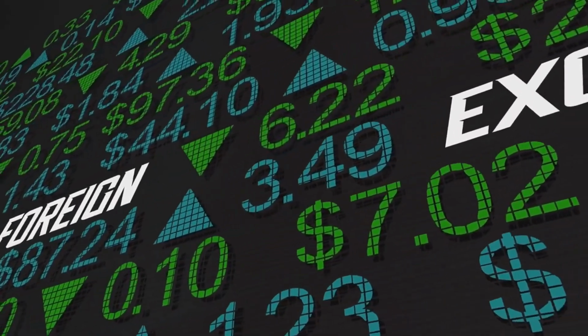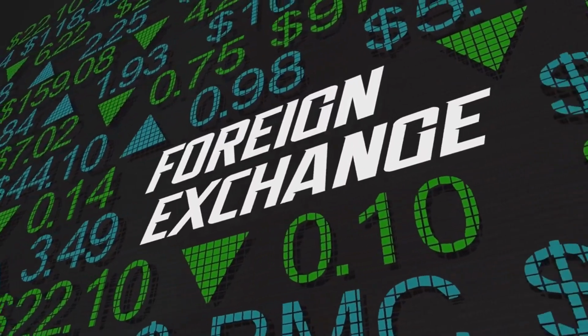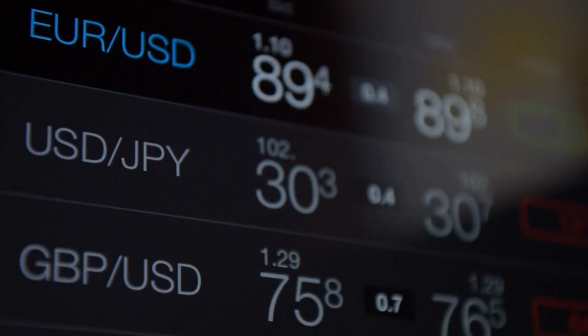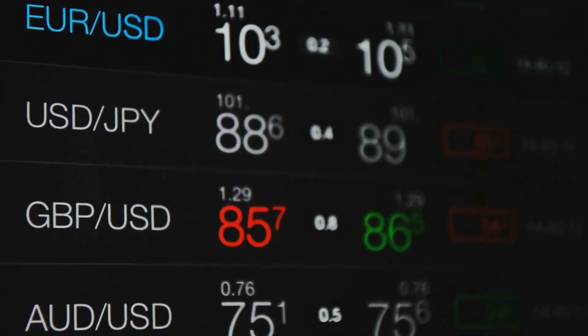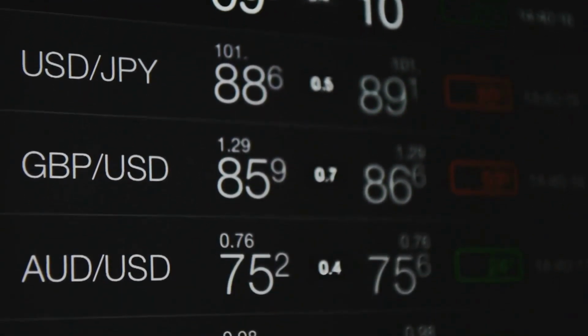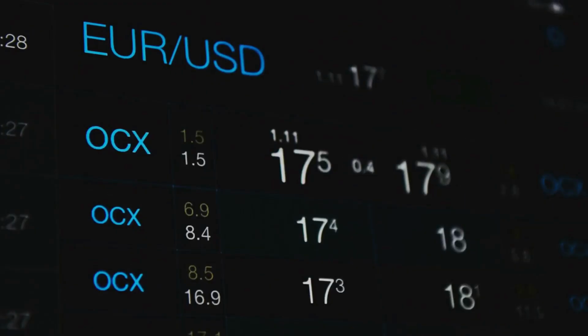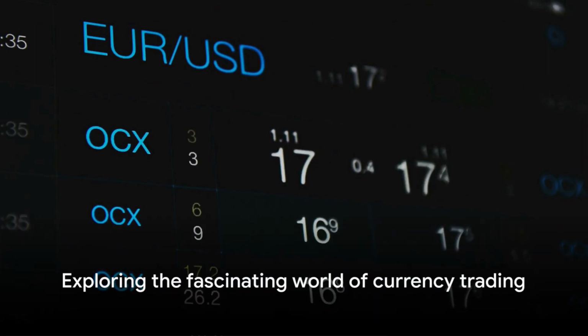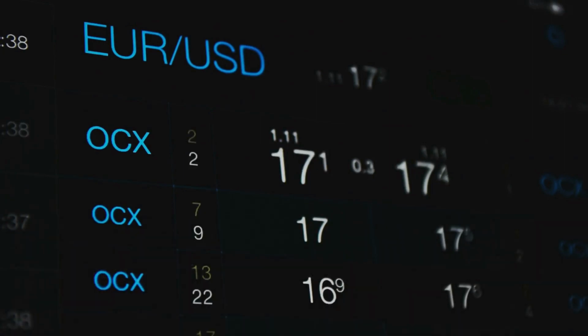However, it's not all about the majors. There are other types of currency pairs that offer unique opportunities for traders. These include the minor and exotic pairs, which we'll delve into in the next scene. But before we move on, it's important to remember that while the major currency pairs offer many advantages, they also come with their own set of risks. It's crucial to understand these risks and to have a well-thought-out trading strategy in place. Major currency pairs are popular among traders, but there are also other types of pairs that offer unique opportunities. So stay tuned as we continue to navigate the fascinating world of currency trading.